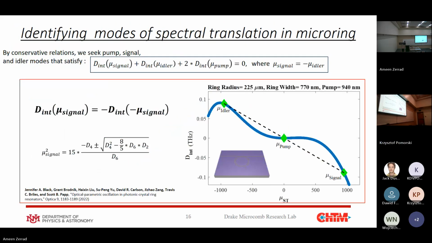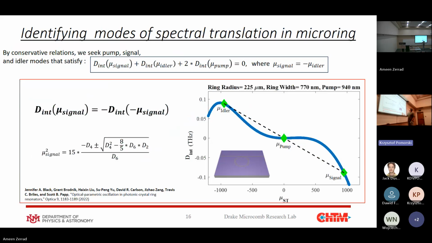Okay. So for that same integrated dispersion, I'll show you our visual trick that we use to identify modes of spectral translation. A paper I really recommend for understanding this a little bit better is by Jen Black. It's optical parametric oscillation in photonic crystal ring resonators. I think they were also using silicon nitride there, but they might have been using tantalum. Anyways, so we form our conservation equation through our integrated dispersion, which is what I'm showing you right here.